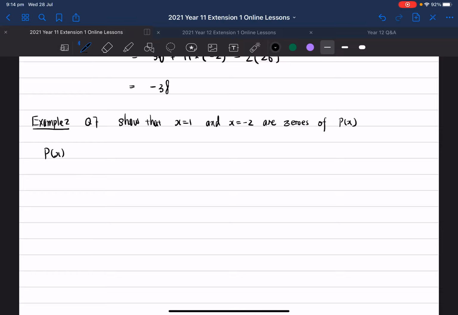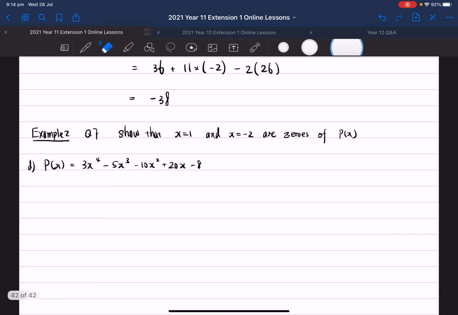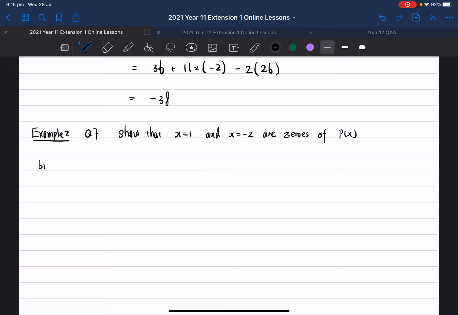I'm just doing question D. p(x) equals 3x to the power 4 minus 5x to the power 3 minus 10x to the power of 2 plus 20x minus 8. Actually, not this question, I can leave this question for you to do. I'll do a question with power of 3. Part of the reason is I just want to show you the effect straight away.